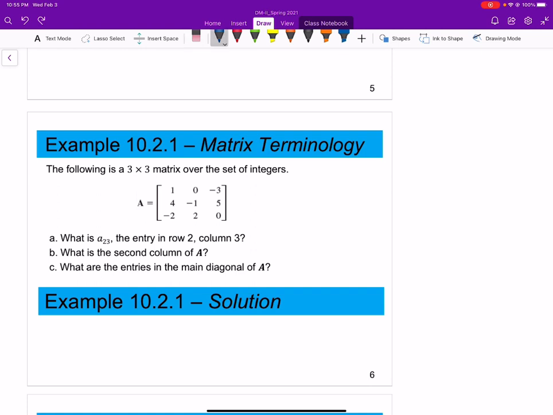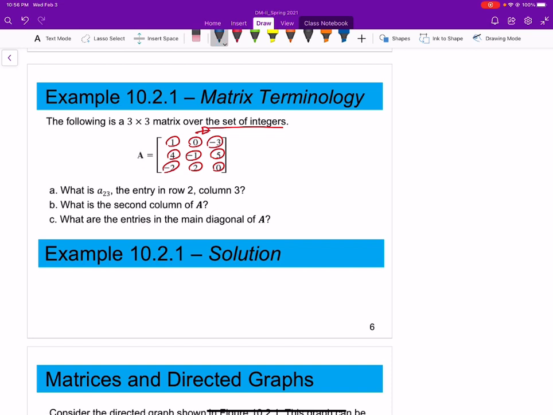Then we have an example. In this example, we're going to learn the terminology of matrices. The following is a 3 by 3 matrix over the set of integers. So the set is integers, and all these are integers. Then part A of the problem: what is A23, the entry in the second row and third column?